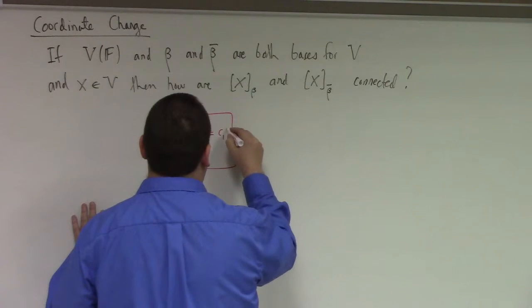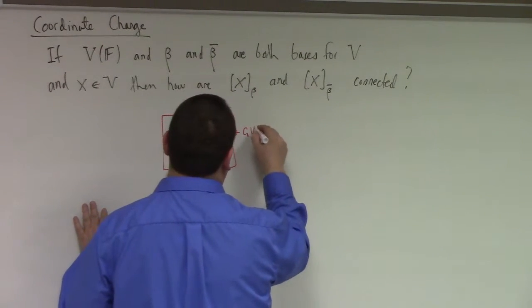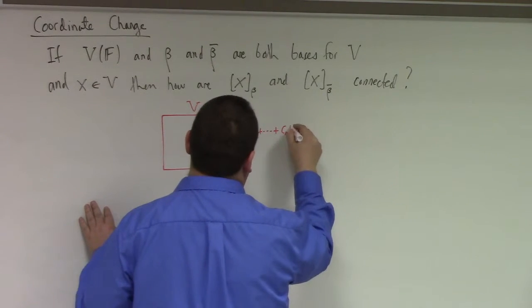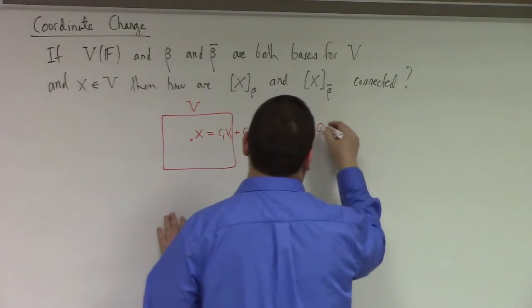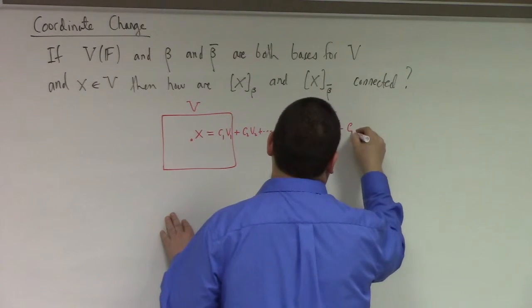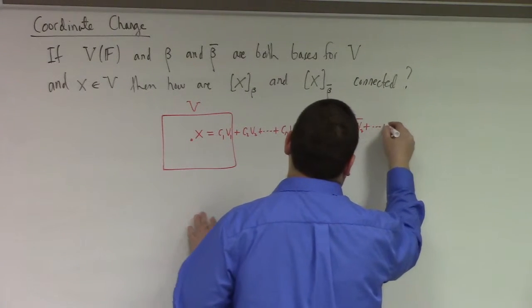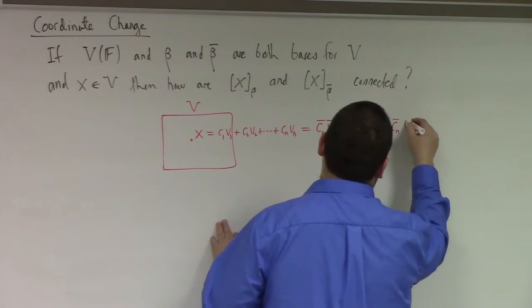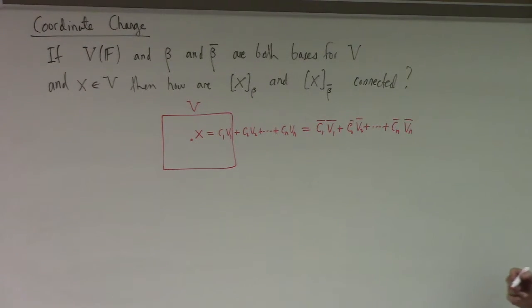Something like C1 V1 plus C2 V2 plus dot dot dot plus Cn Vn, or it's equal to C1 bar V1 bar plus C2 bar V2 bar plus dot dot dot plus Cn bar Vn bar. This is my typical lazy notation to capture a basis and another basis at the same time. I like this notation. It's somewhat intuitive. I use everything without bars for my first basis, everything with bars for the second basis. So it's a nice notation.